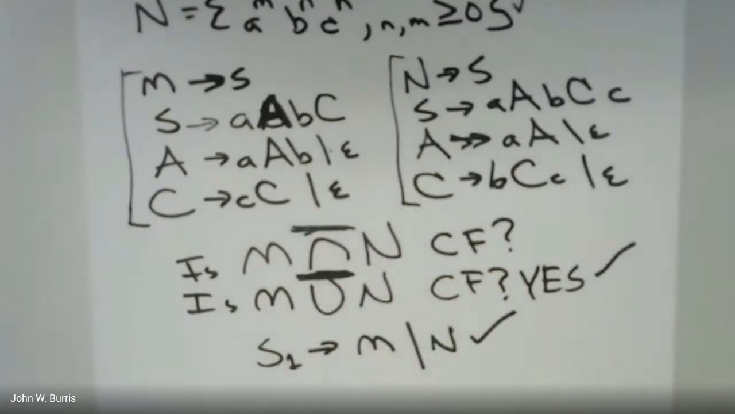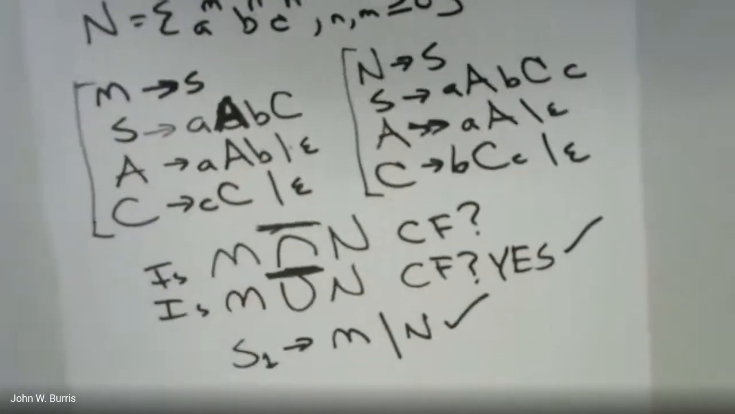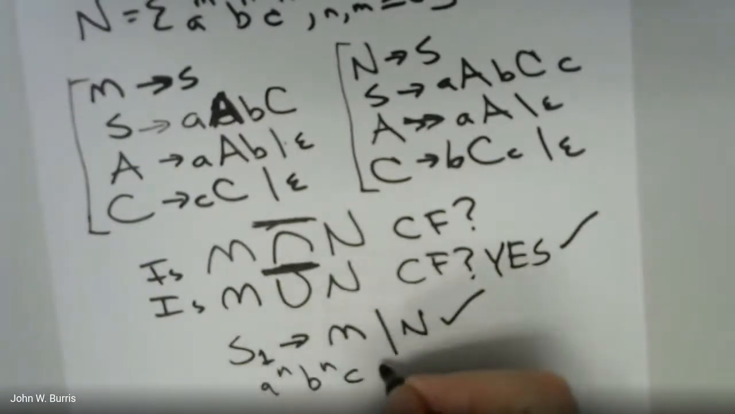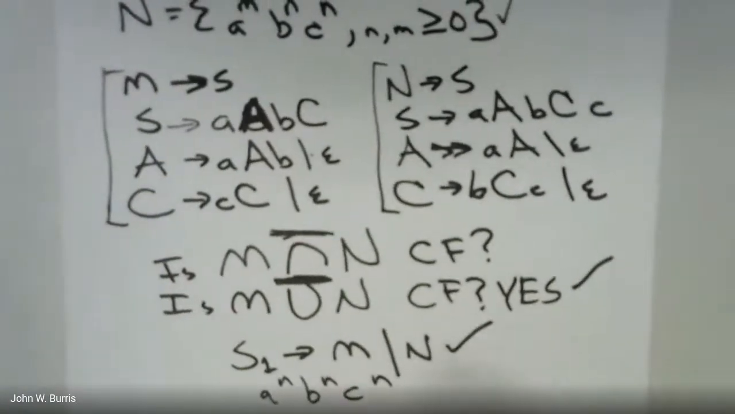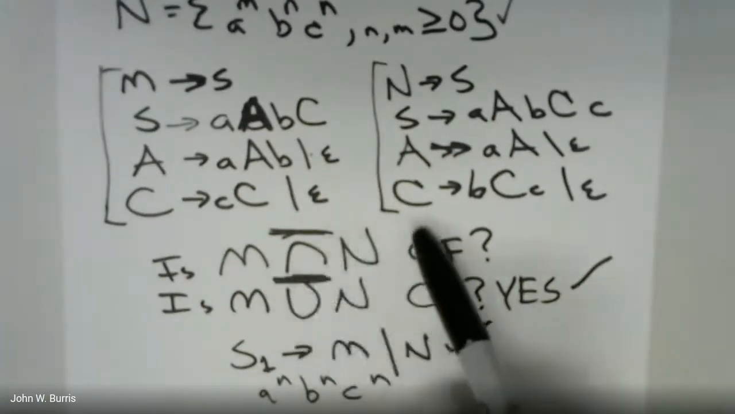Well, we only know of one language that's not context free, and that's A to the N, B to the N, C to the N. I'm telling you to just believe me. We tried it and we failed. That's going to be our non-context free language. So, can anybody think about why this might not be context free?